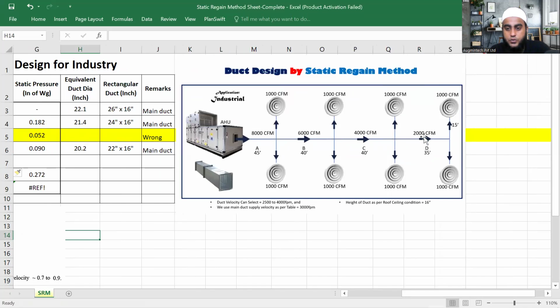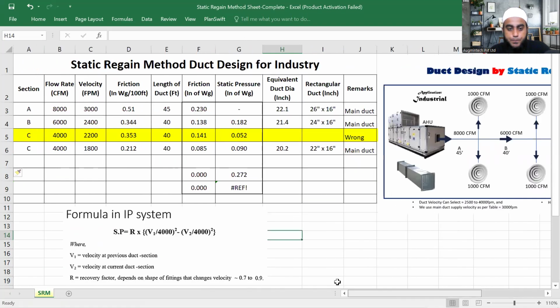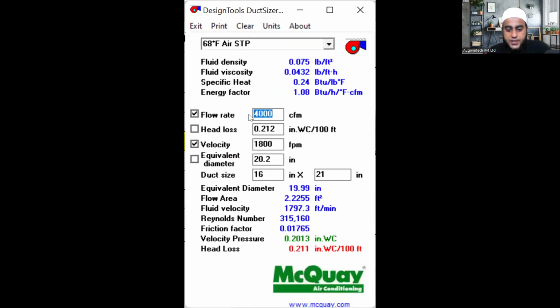So what is the flow rate now? 2000 CFM and the total length of section D is 35. Okay. So let's see. I'm writing here section D, 2000. Now for velocity, let's assume any velocity, because we have to take a velocity. Suppose I go for 1500. Let's check whether the condition is satisfied or not. So here just change the flow rate to 2000 now. Velocity I have taken 1500.